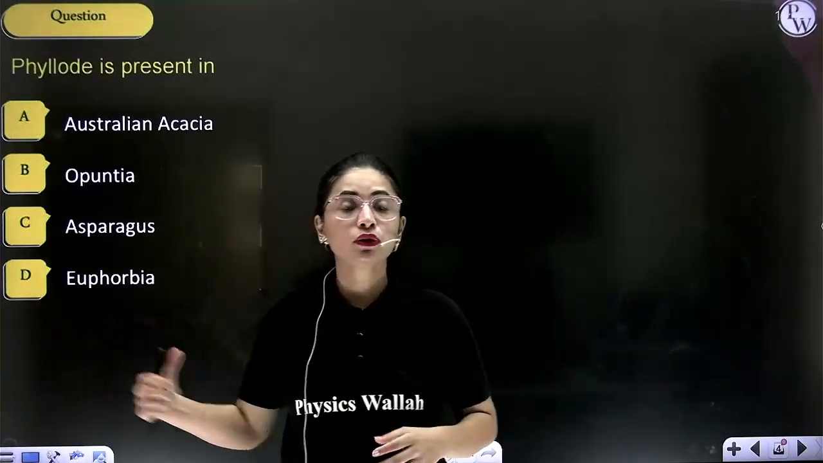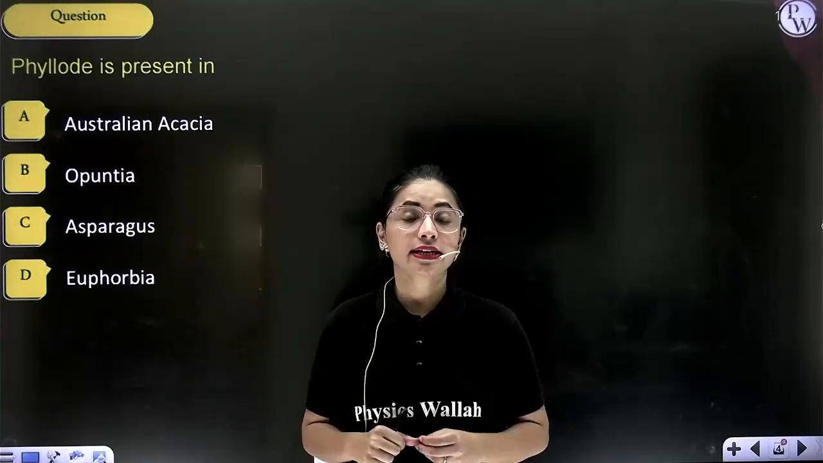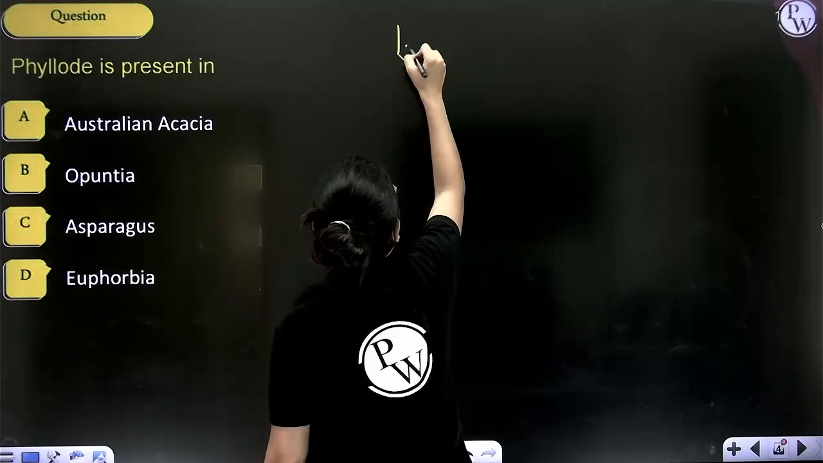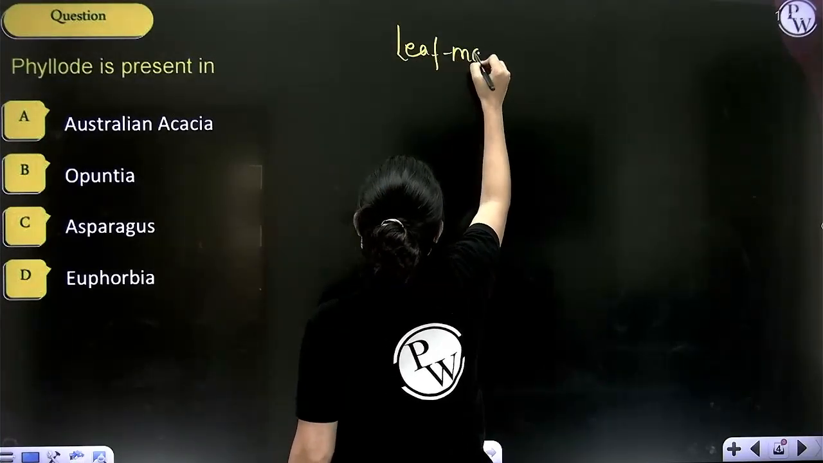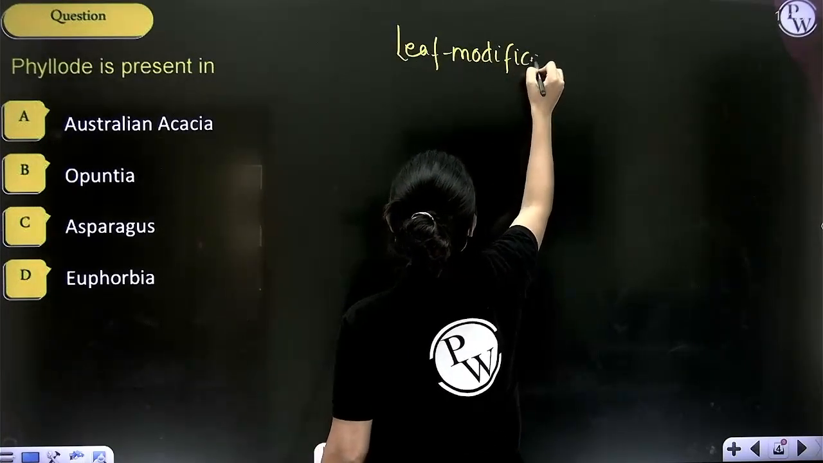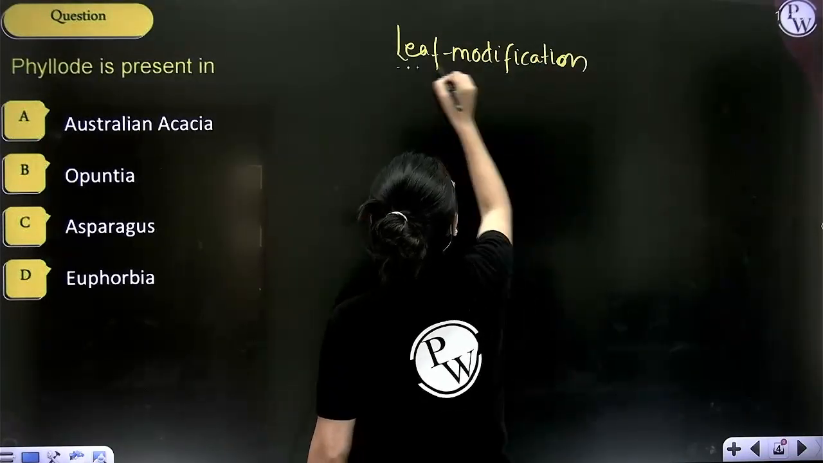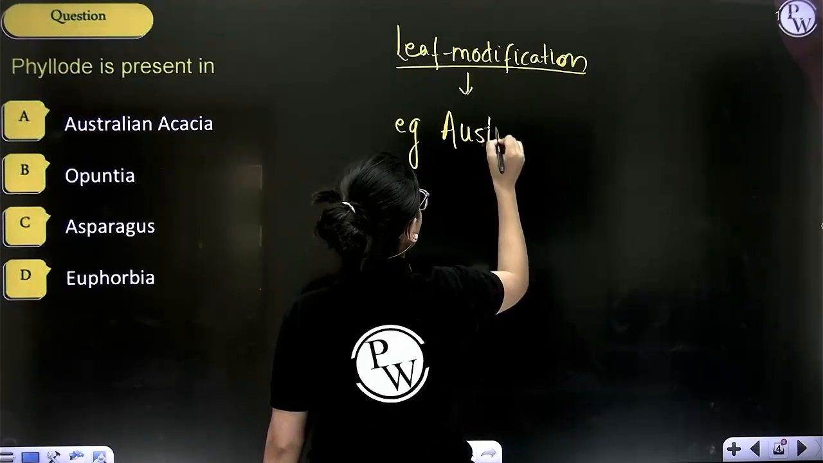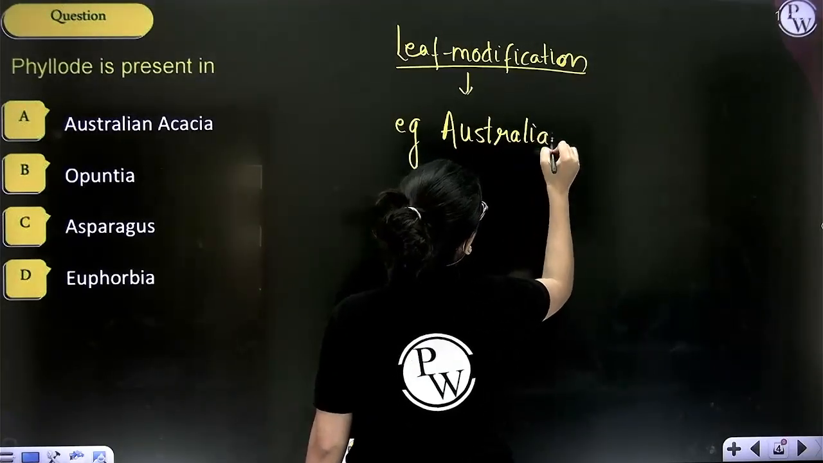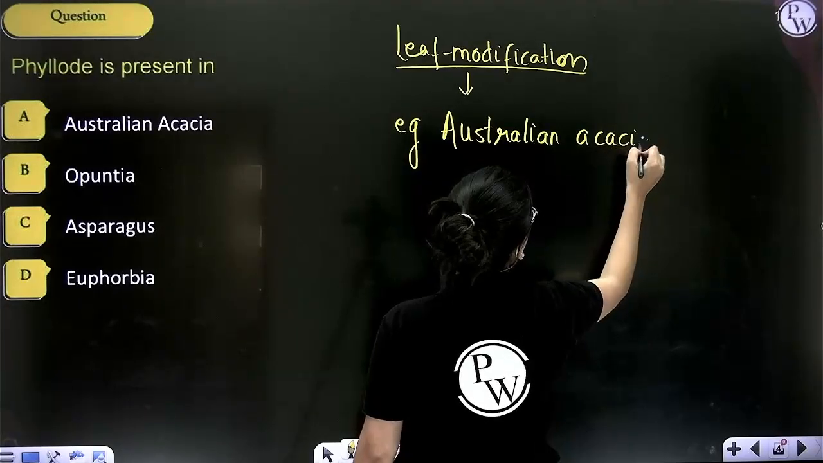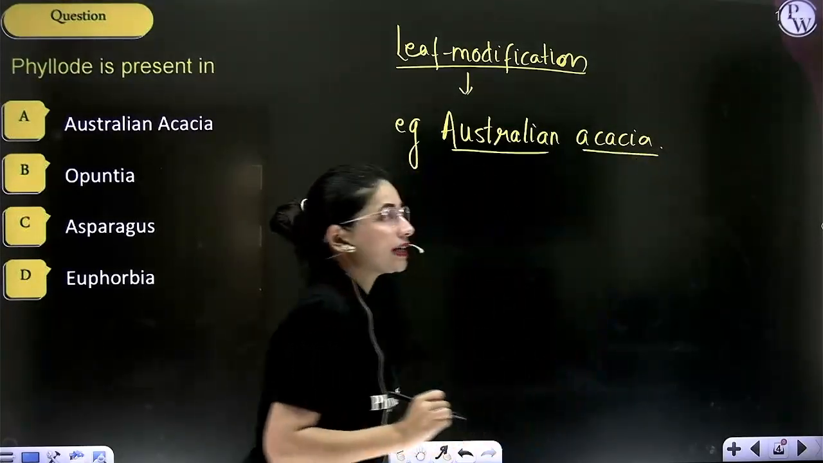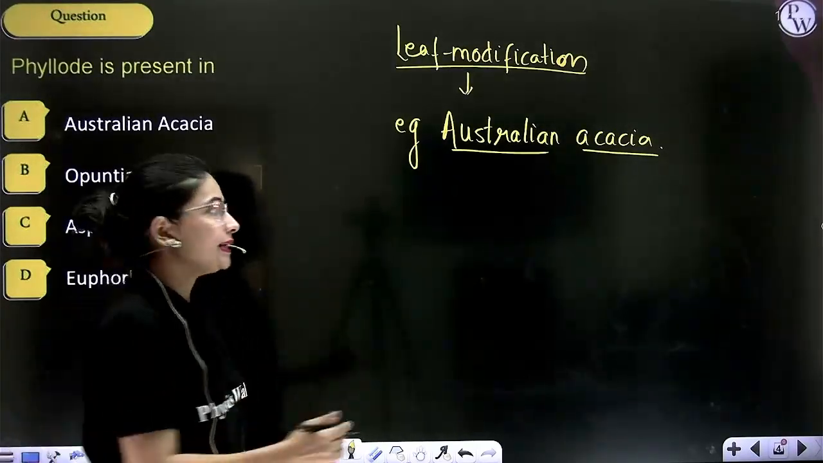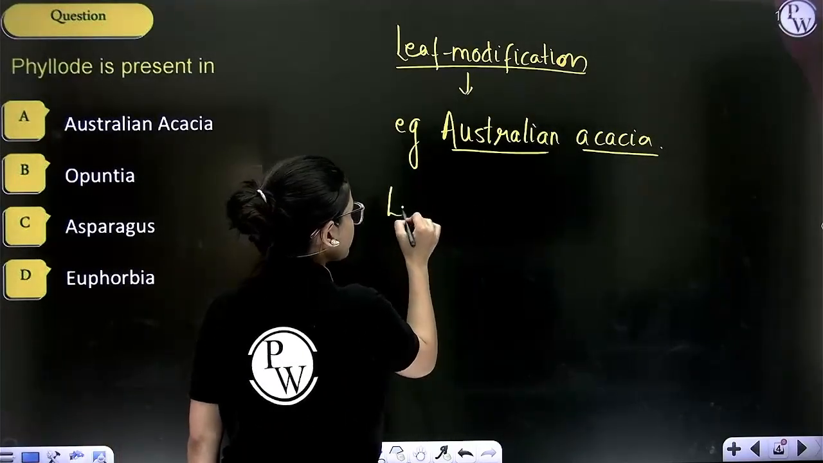Next question is, phyllodes are present in. So before we look into the options, first let's try to understand what is phyllode. So basically, beta, phyllode is a leaf modification, right, which is observed in case of plant called as Australian acacia. Scientifically, it is called as Parkinsonia. Now, what happens in Australian acacia, beta? Normally, their natural leaves, they are small.